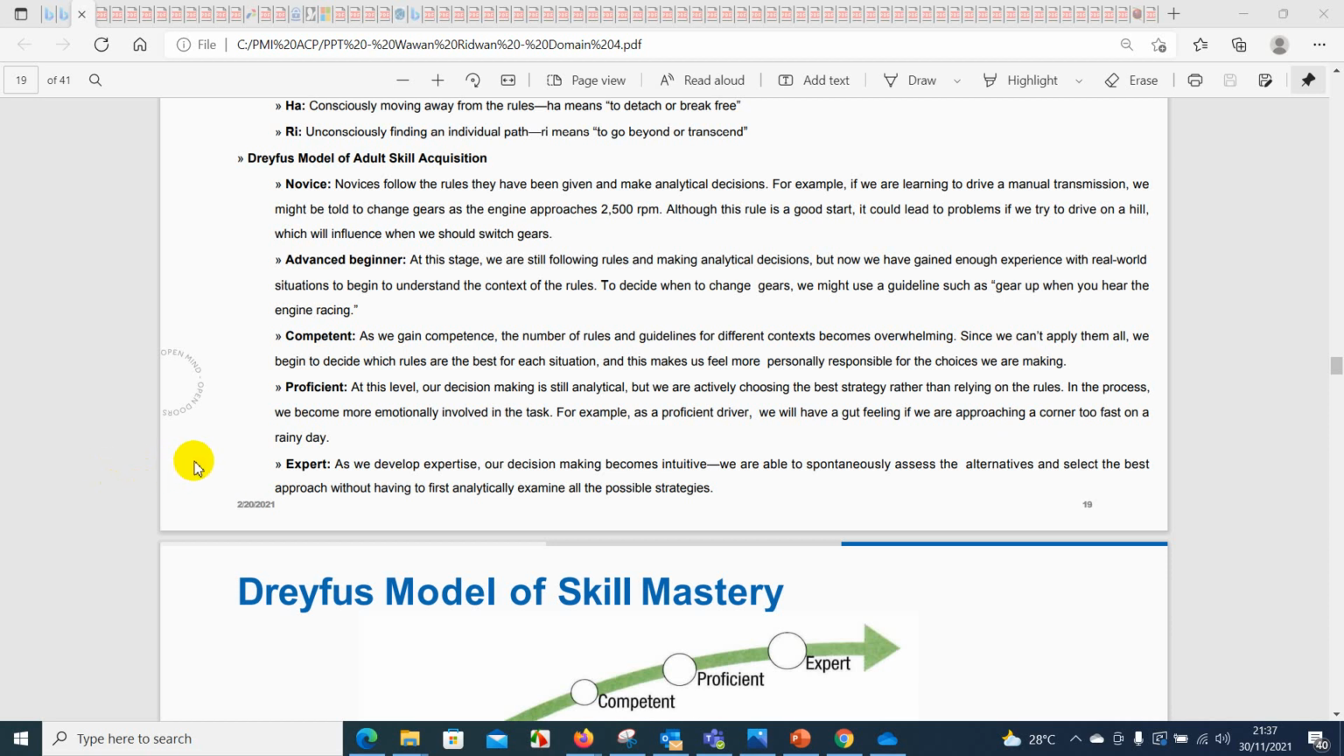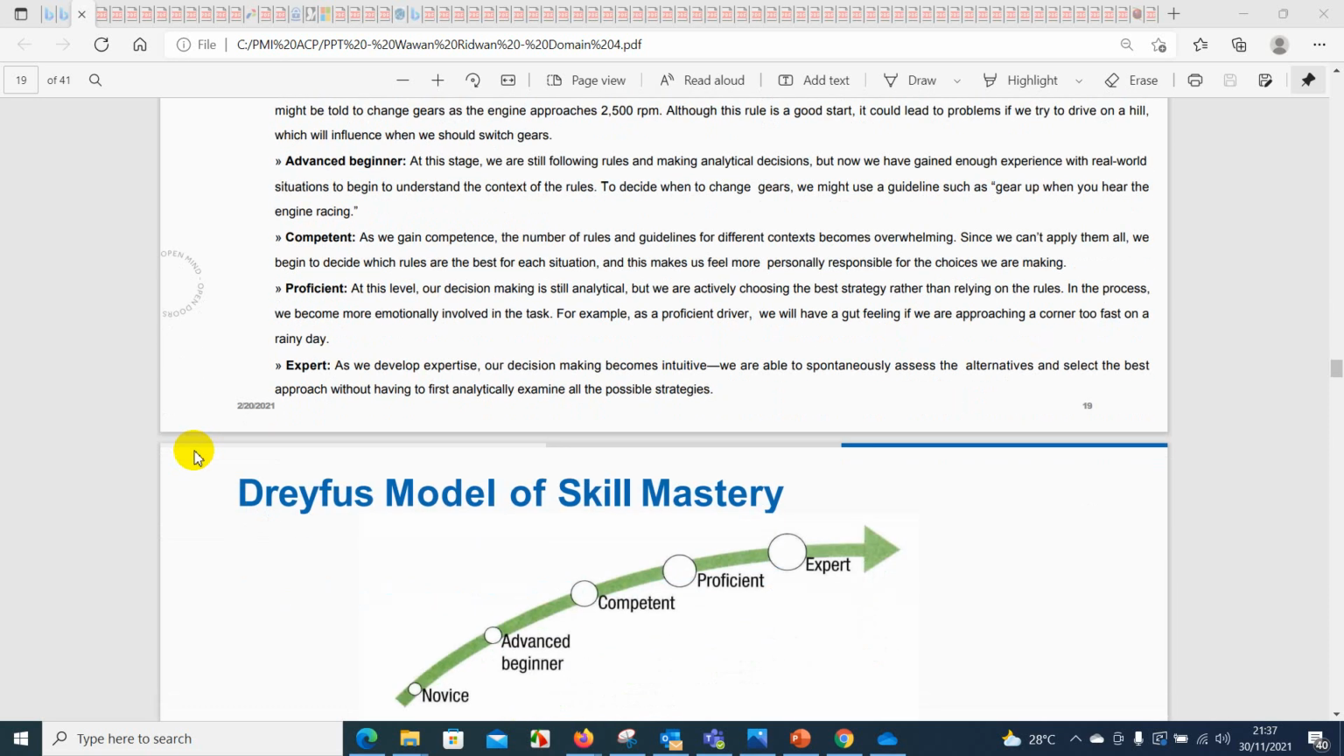Proficient. At this level, our decision making is still analytical, but we are actively choosing the best strategy rather than relying on the rules. In the process, we become more emotionally involved in the task. For example, as a proficient driver, we will have a bad feeling if we are approaching a corner too fast on a rainy day.